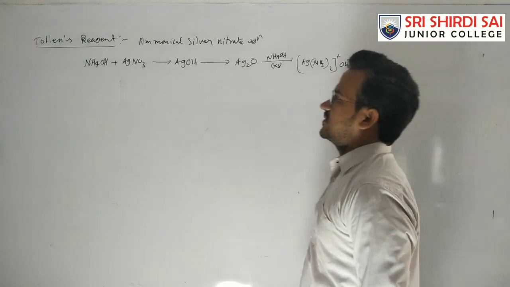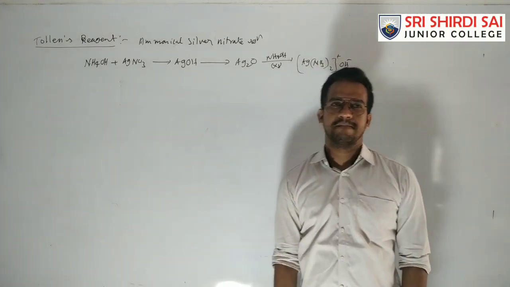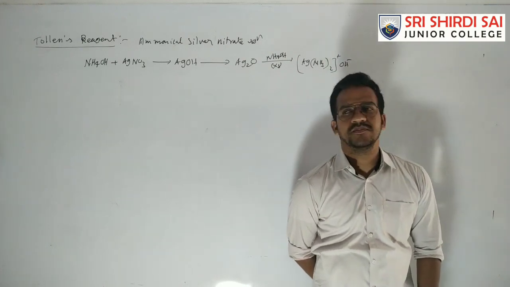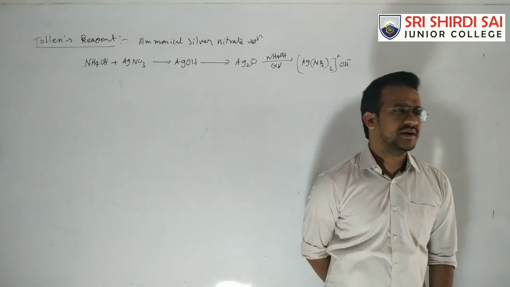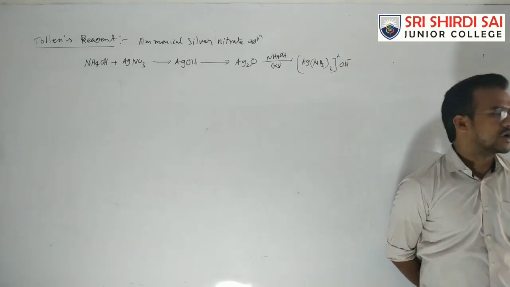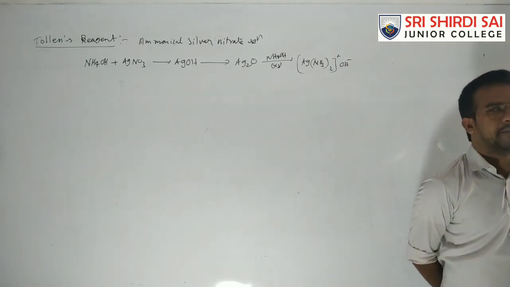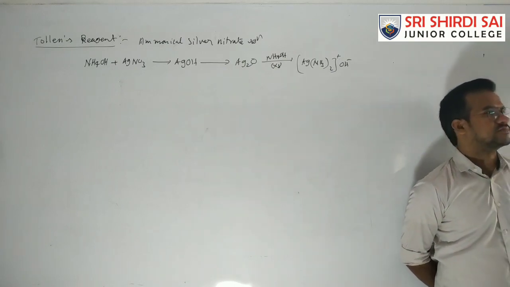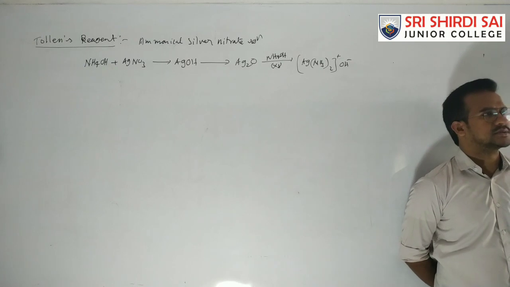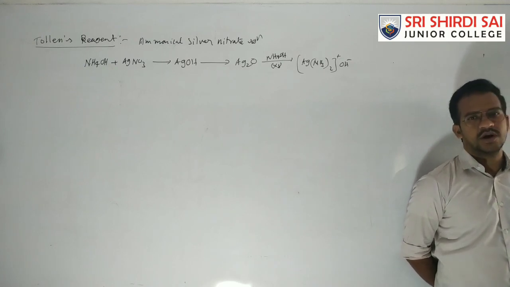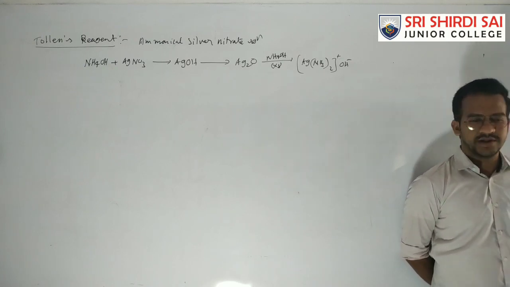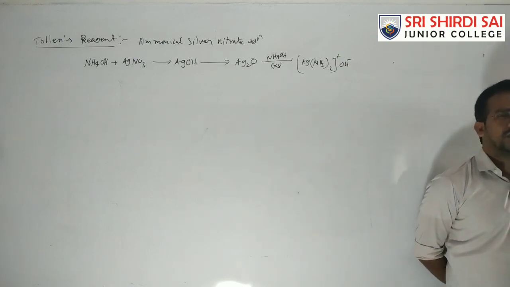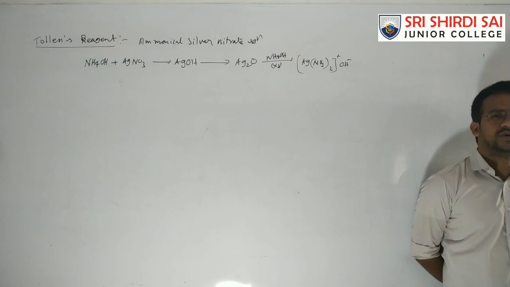So first, write one point: carbonyl compounds are identified by the 2,4-DNP test.